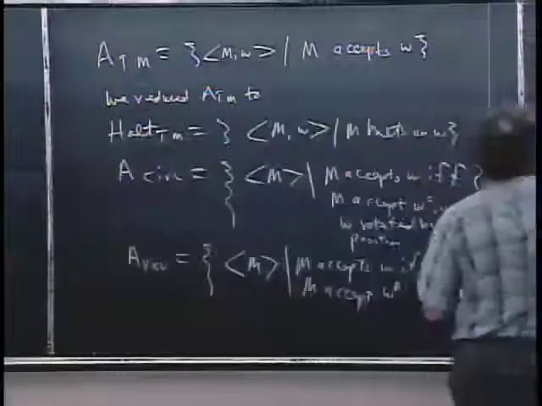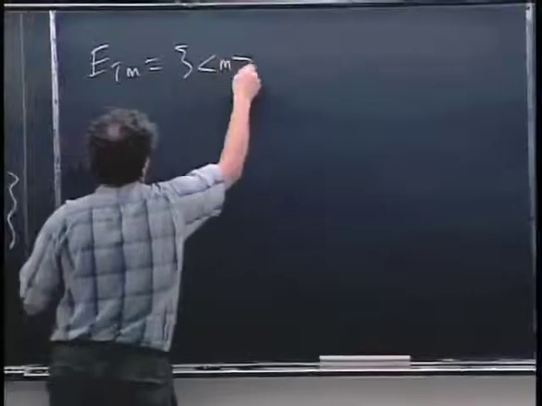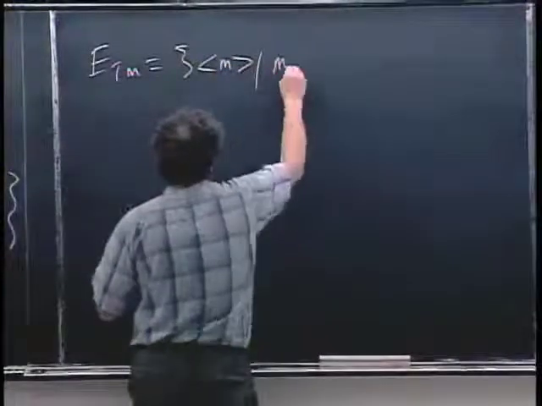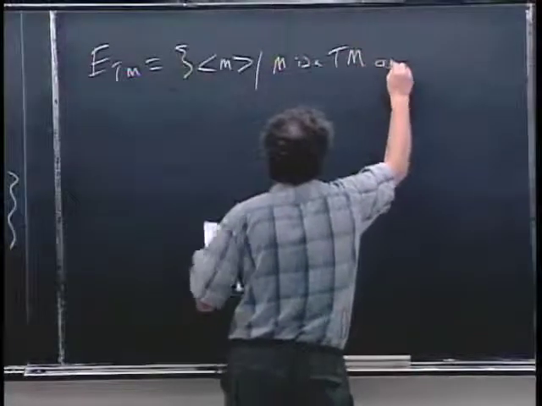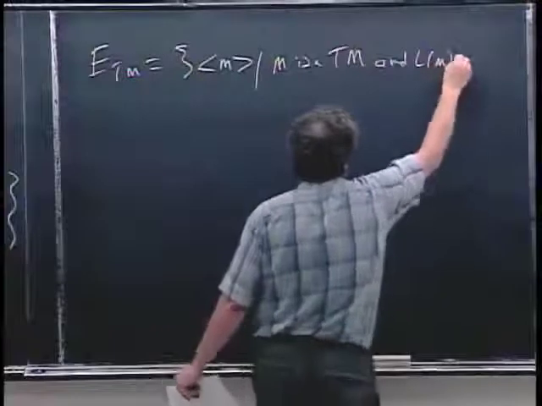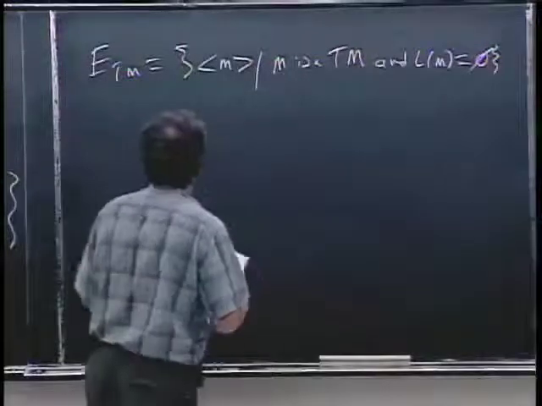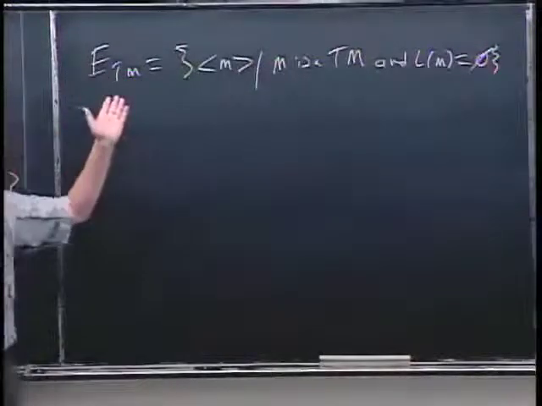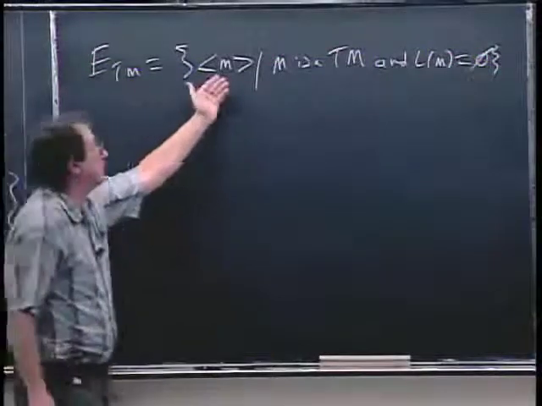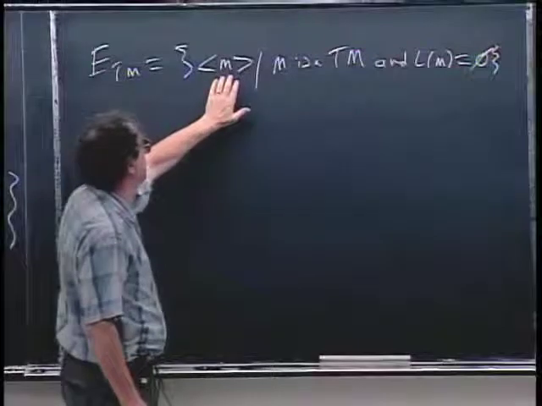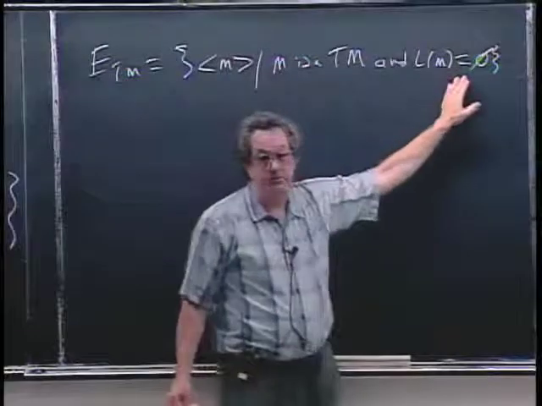ETM, that's the set of M such that M is a Turing machine and L of M is equal to the empty set. Okay? So ETM here, the E stands for empty. This is the language of all descriptions of Turing machines such that each of those Turing machines accepts only the empty language.